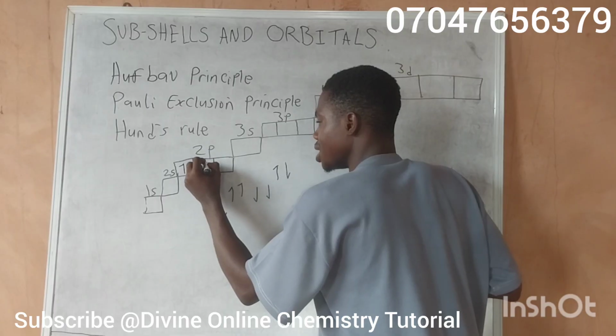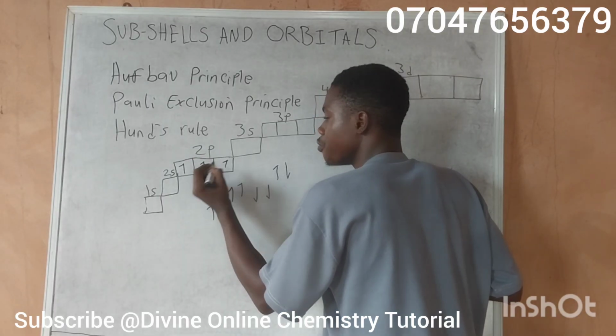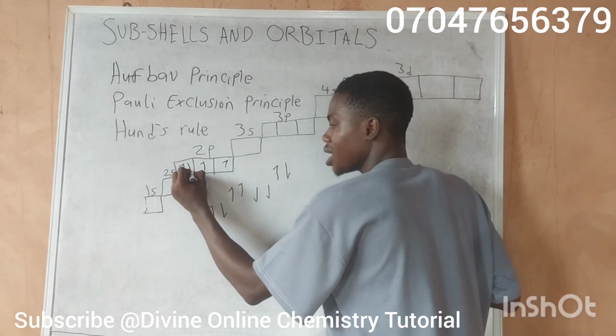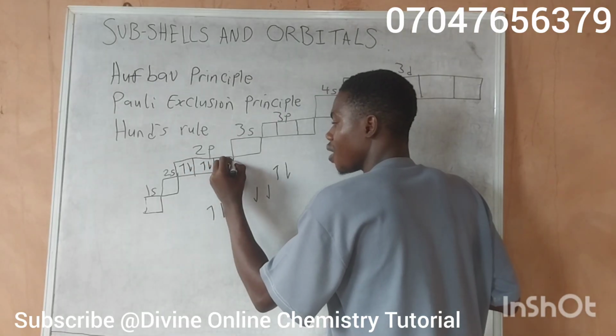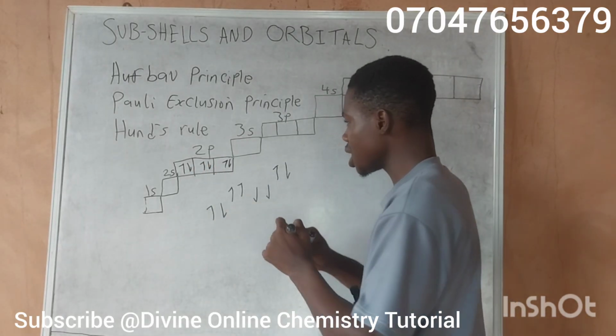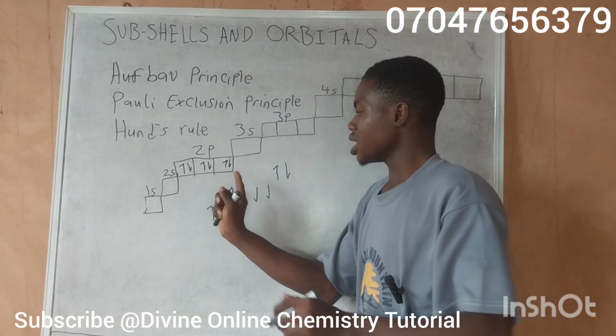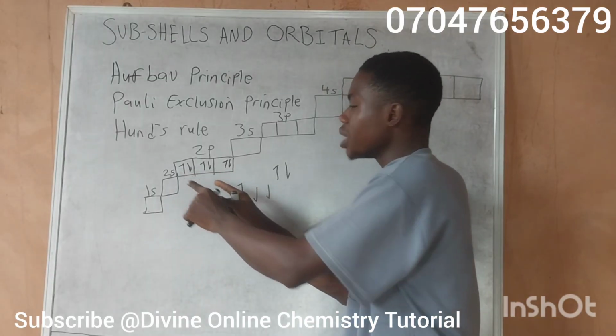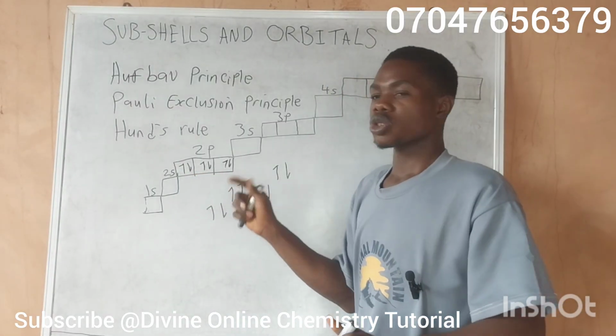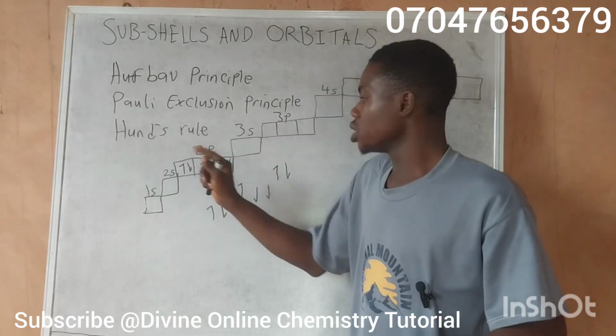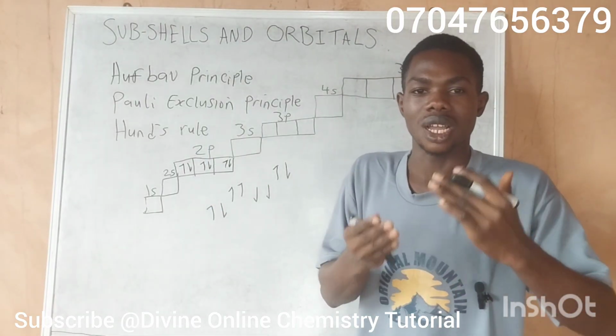There'll be another one here like this. You feed them singly first before pairing. Another arrow that's facing down, another arrow that's facing down, another arrow that's facing down will take place. Now, when another arrow that is facing down is joining the one that is facing up, pairing has taken place. So that's what Hund's rule is trying to talk about.